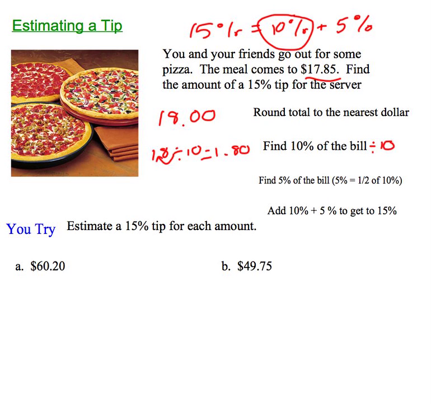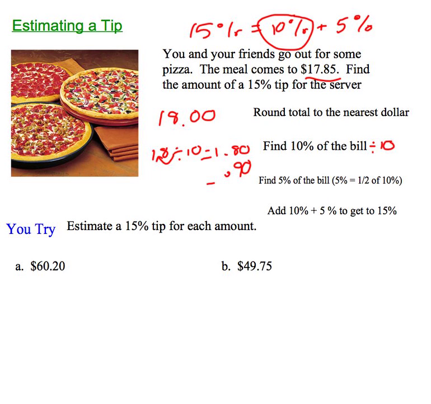Well, here's what's cool about this. We already know 10%. 10% is this much. It's $1.80. Now, to find 5%, 5 is half of 10. So 5% is half of whatever 10% was. Did you follow that? So if we know this is 10%, half of that, we just divide it by 2. $1.80 divided by 2, 90 cents. Because 90 plus 90 is $1.80.